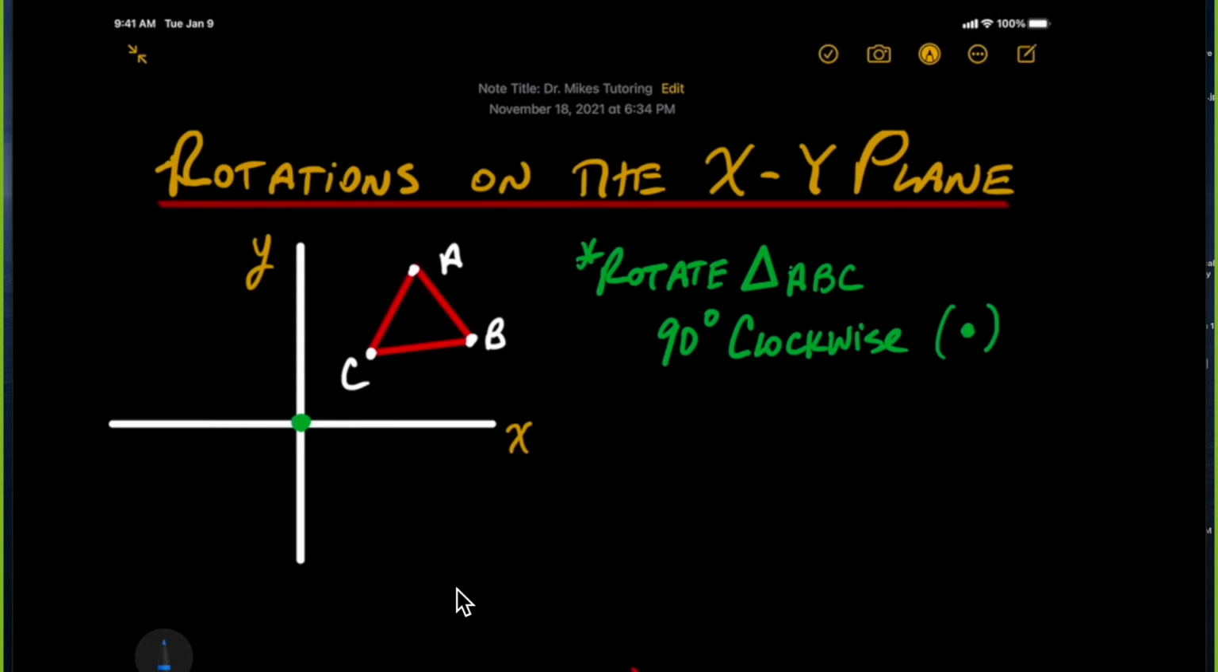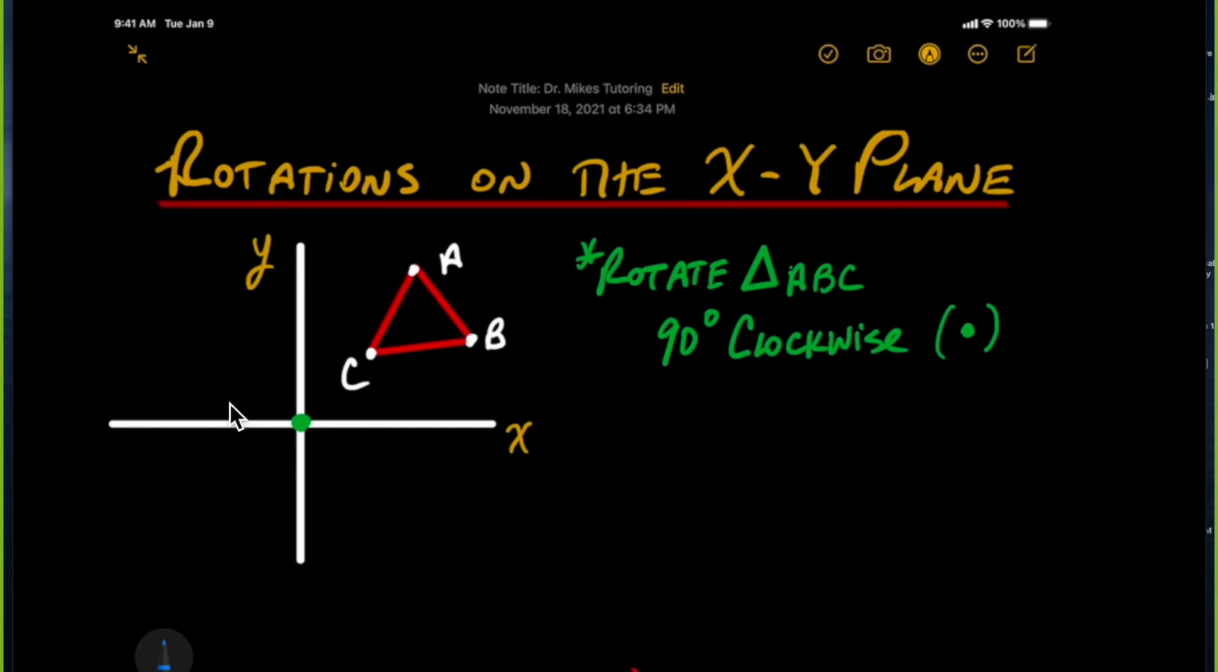In this video, we are going to focus on rotations on the XY coordinate plane. And this is the typical problem that you might see on your homework or on a quiz, where you are asked to rotate a figure, in this case triangle ABC, 90 degrees clockwise, and in this case we're rotating about the origin. So you can see I have a green dot indicating that we are going to rotate about this point.